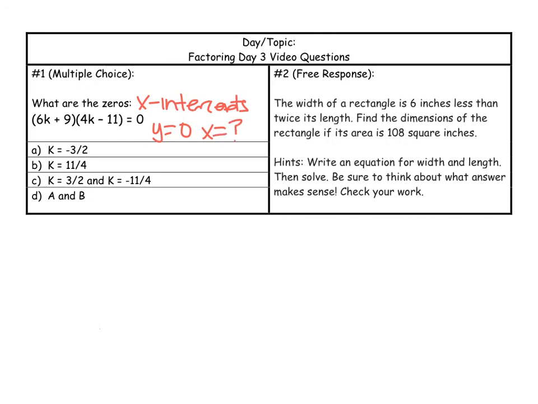Number 2: the width of a rectangle is 6 inches less than twice its length. Find the dimensions of the rectangle if its area is 108 square inches. Write an equation for width and length, then solve. Be sure to think about what answer makes sense, and then check your work. And keep in mind, we can't have negative lengths of a rectangle. So if you get a negative number for your x, you want to throw that one out and use the positive one.